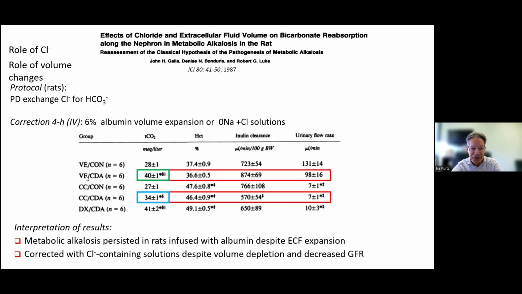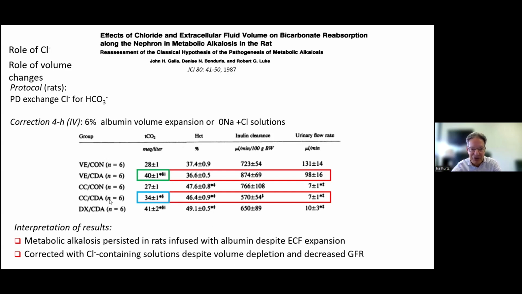This VE group is the albumin group, and the bicarbonate was 40 after getting the albumin. It didn't do a thing. In the chloride-containing group, it dropped, from its initial level, which was higher, to 34. So the chlorides seem to make the difference.